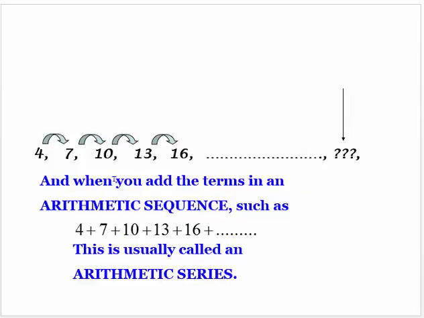And if I want to add all of those terms up, then we call it an arithmetic series. So if we say, what is the sum of the terms? So if this was the amount of money that a child was putting in their money box, and the first time they put in $4, and the second time they put in $7, and the next time they put in $10, etc., etc., how much is in the money box at the end? That's an arithmetic series, okay?